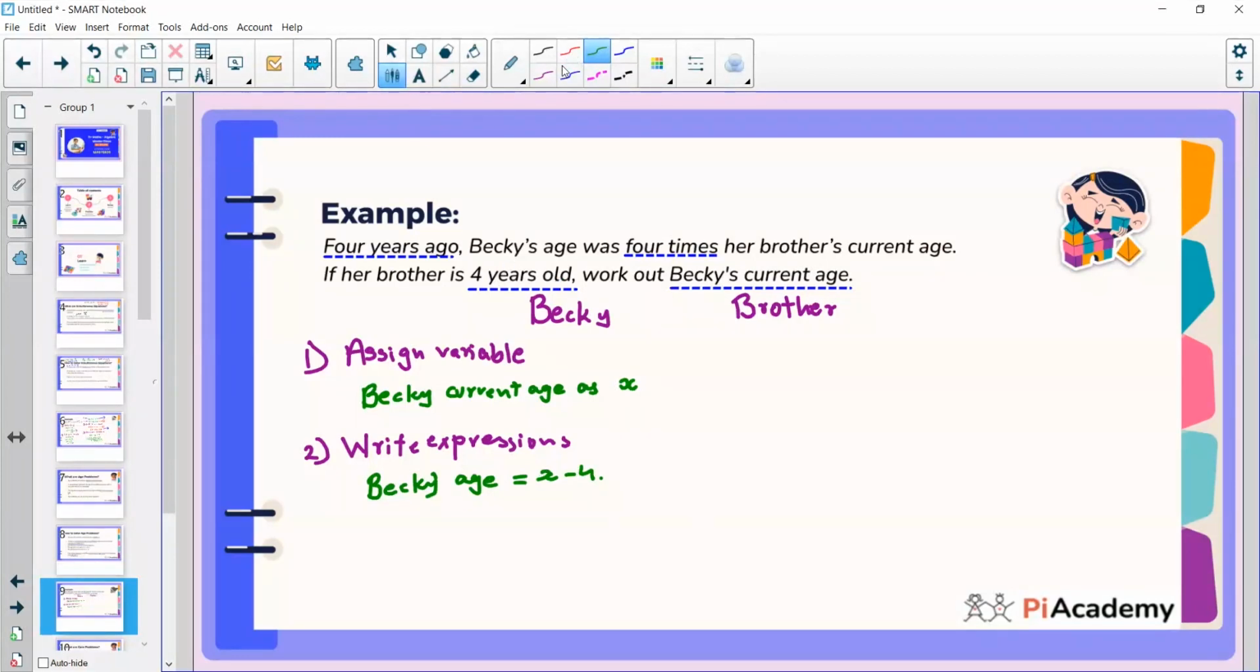4 years ago, her brother was 4 years old. So what will be his current age? His current age is 4. So 4 years ago, what will be his age?